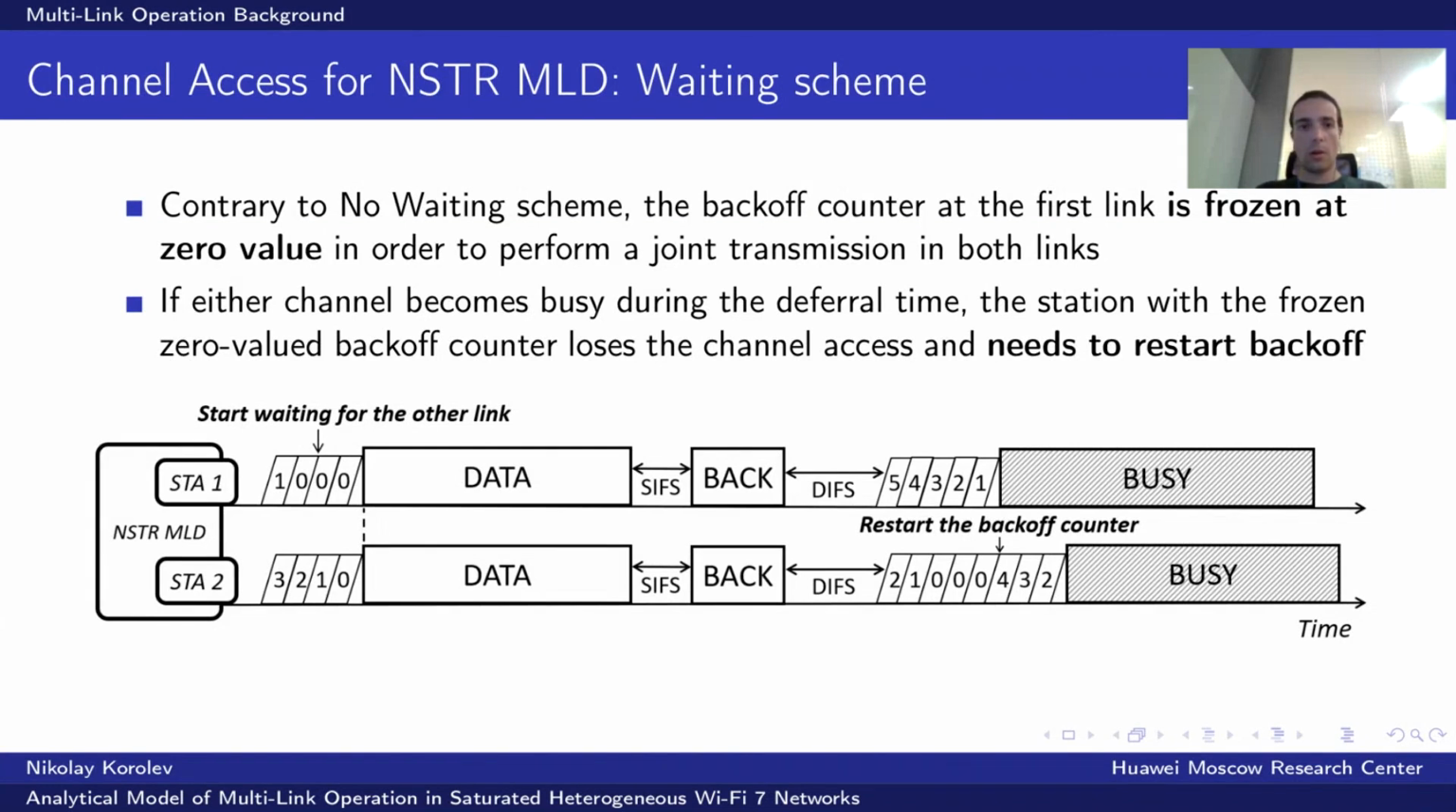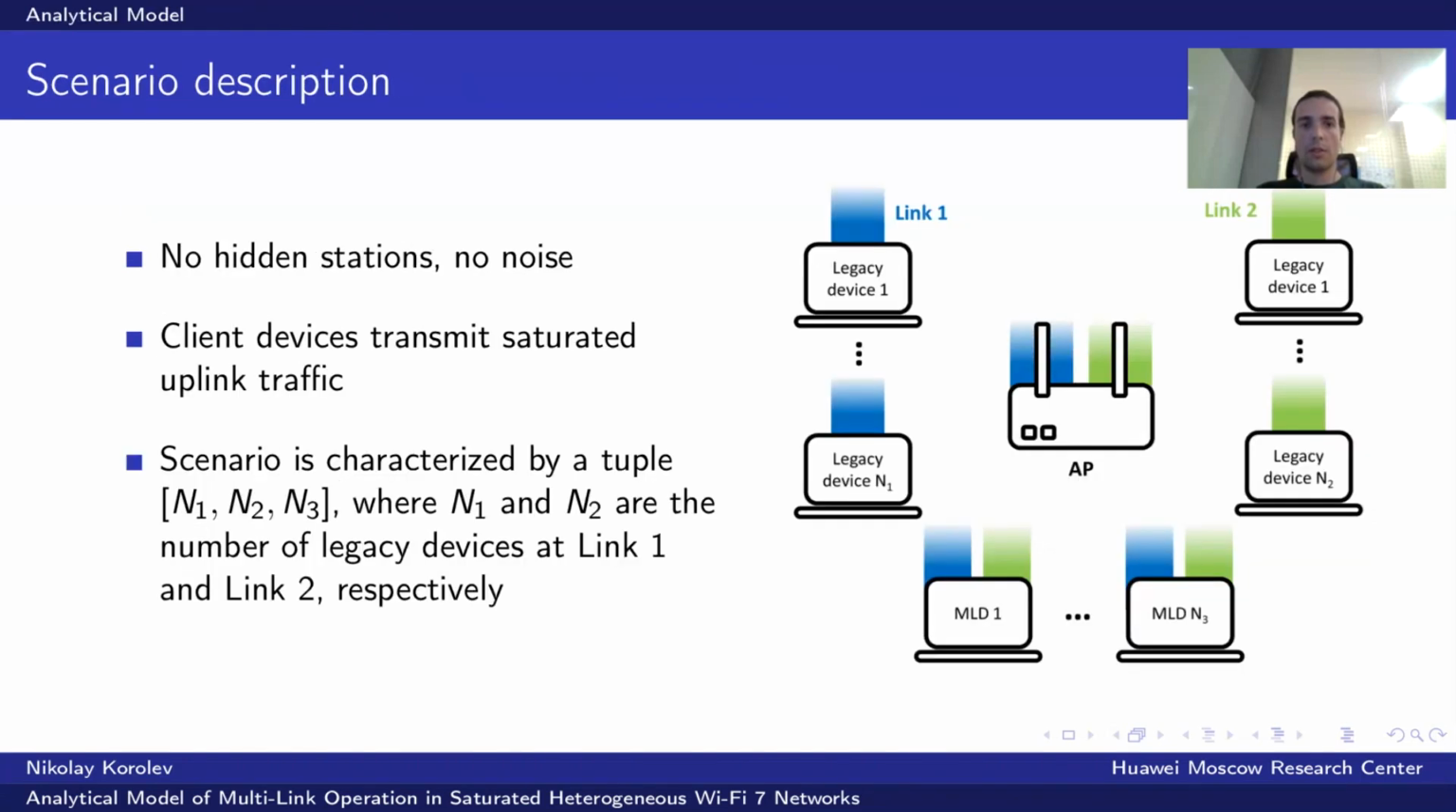So let us discuss what we want from the developed model. We want to build an analytical model for these schemes. We consider a simple scenario with no hidden stations. Each station can listen to any other station's transmission. Each station has saturated traffic in the uplink direction.